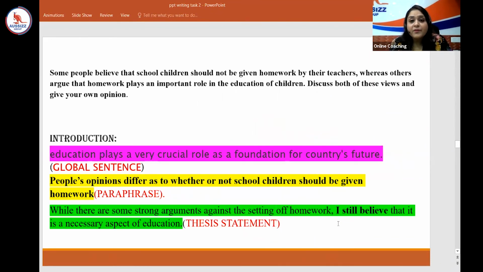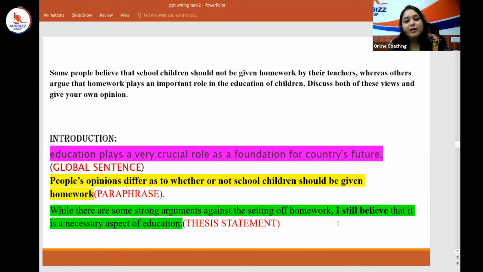If I am the student, or if I want to write an essay, how can I frame my essay in order to get good bands? Let's look at it. Some people believe that school children should not be given homework by their teachers, whereas others argue that homework plays an important role in the education of children. Discuss both these views and give your opinion. See what kind of topic.